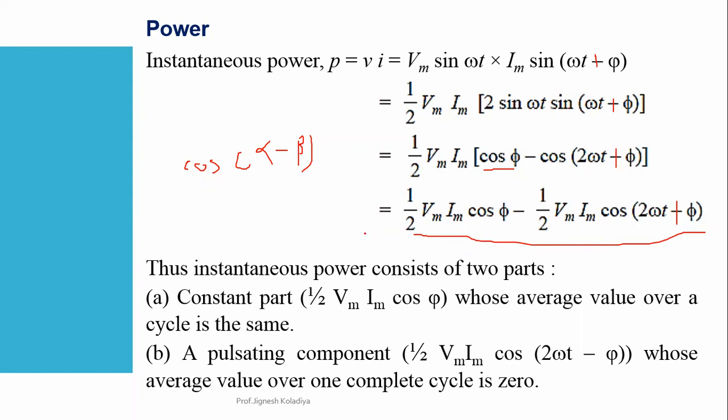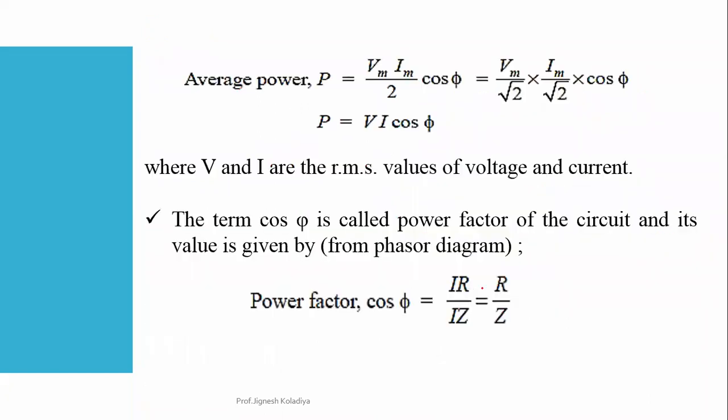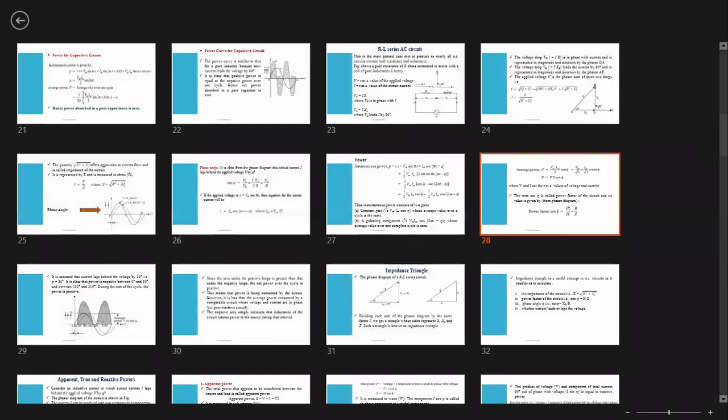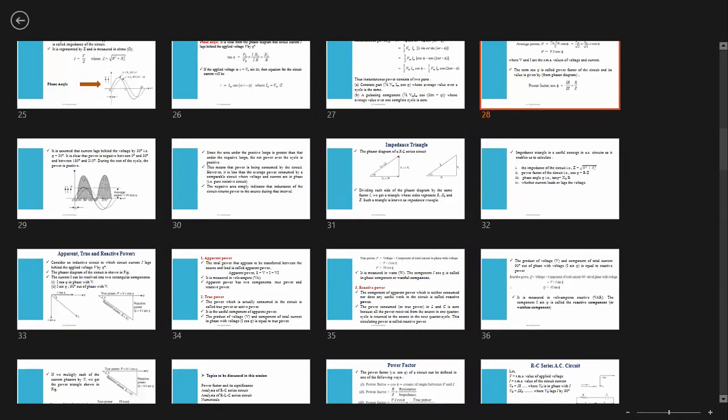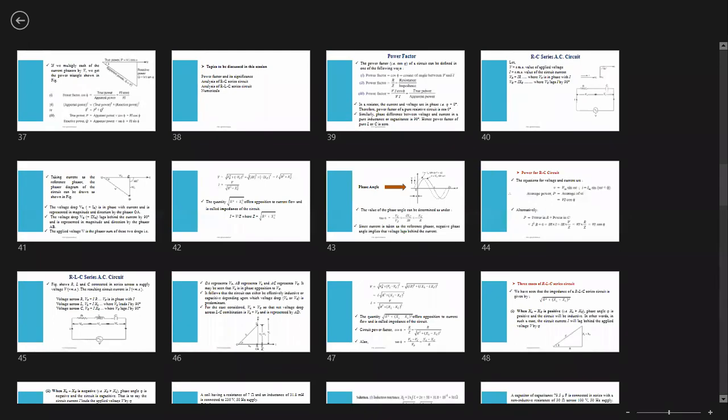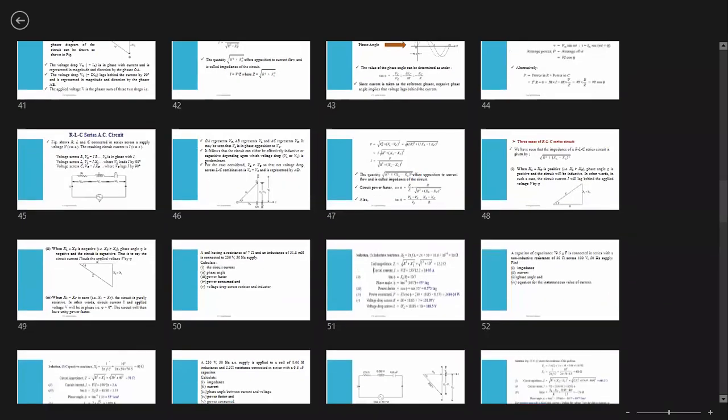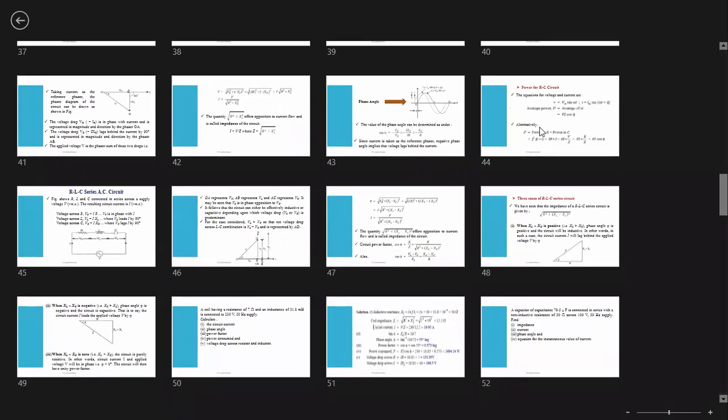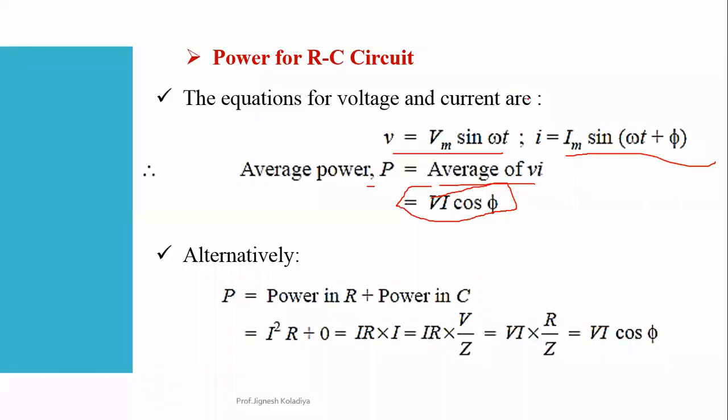Now if you take the average of this, as there is no frequency term involved in the first term, it is constant, but the average over one cycle for the second term is again 0, and that's why the final output will remain the same, that is VI cos phi. So the same thing you can do in RL circuit and RC circuit, and we have the same power output in both, that is VI cos phi.